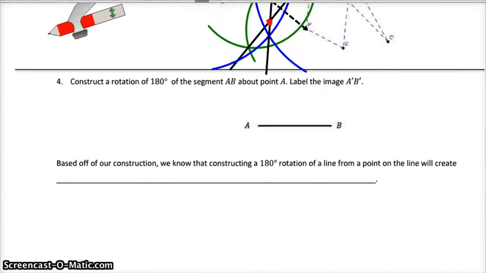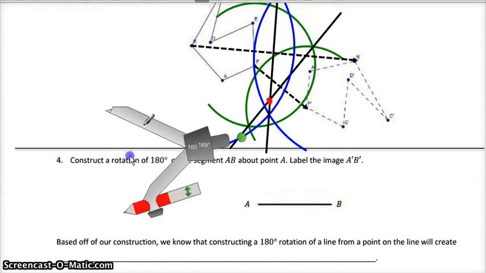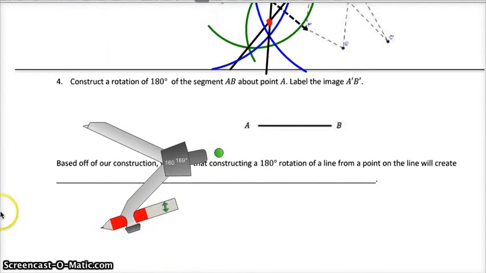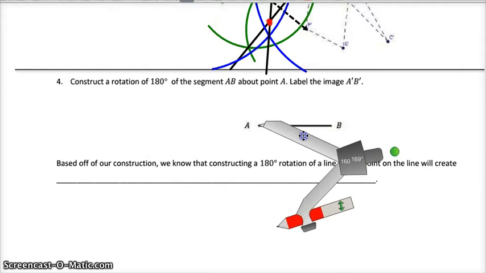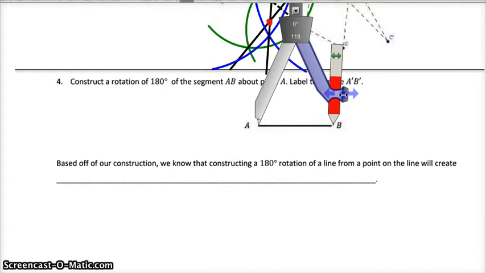Now, a nicer construction that we'll probably like a little bit more. For 4 here, it says construct a 180-degree rotation of the segment AB about point A. We are going to always start at whatever they say the center of our rotation is. So clear part of your compass at A. Have that same amount to B.